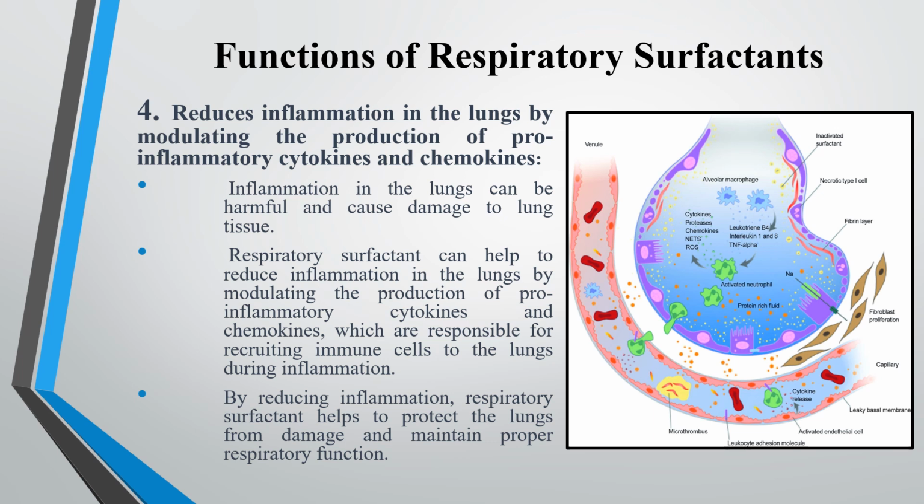For example, SP-A and SP-D have been shown to inhibit the production of pro-inflammatory cytokines such as TNF-alpha and IL-1 and increase the production of anti-inflammatory cytokines such as IL-10. Furthermore, respiratory surfactants can directly interact with the surface of bacterial and viral pathogens, preventing them from attaching to and invading lung cells. This can help to reduce the burden of infection and inflammation in the lungs. By dampening the inflammatory response, surfactant proteins can help to reduce tissue damage and promote healing. This function is particularly important in the context of respiratory diseases, where uncontrolled inflammation can lead to lung damage and impaired lung function.